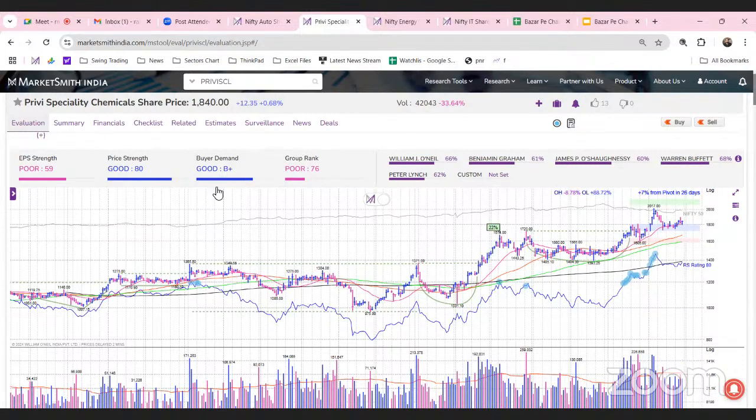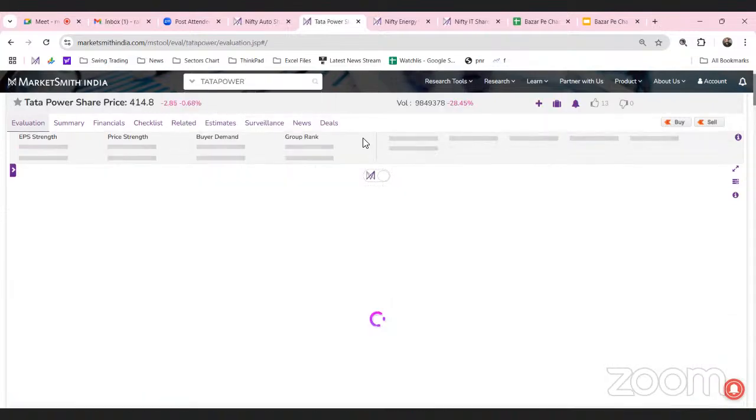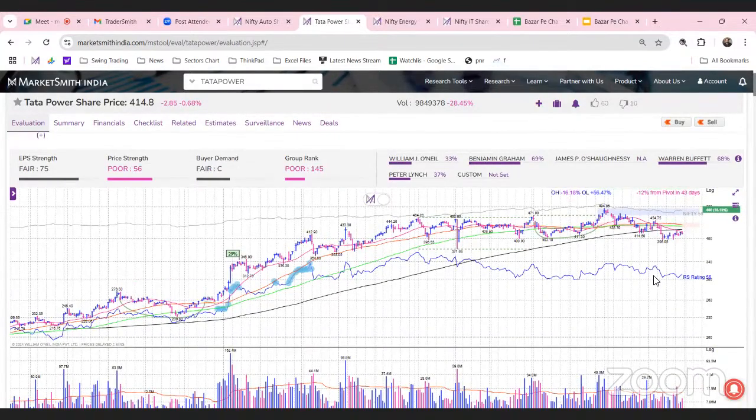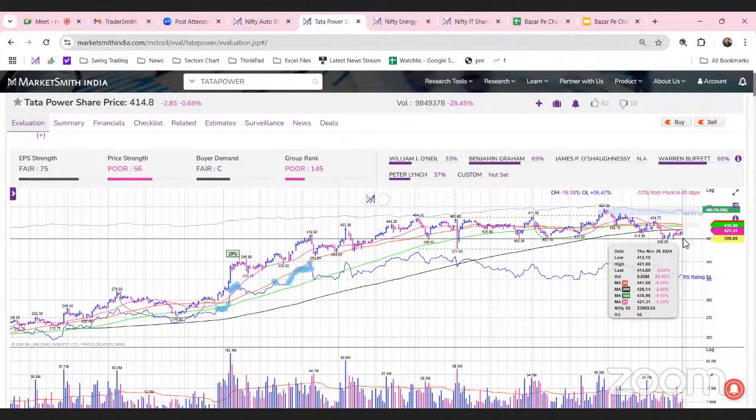The next one is Tata Power. This is the daily chart of Tata Power, and Tata Power is also trading with a negative bias, below all its key moving averages, and the 200 DMA is also acting as a resistance. So let's see if it reclaims its 200 DMA and tries to move upward. If that happens, then we might get a chance to enter the stock.